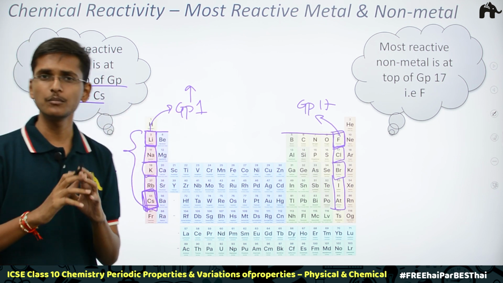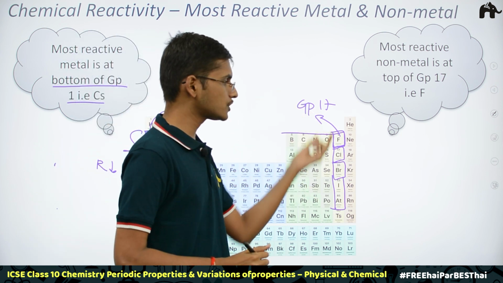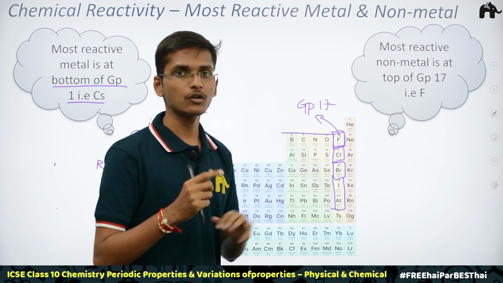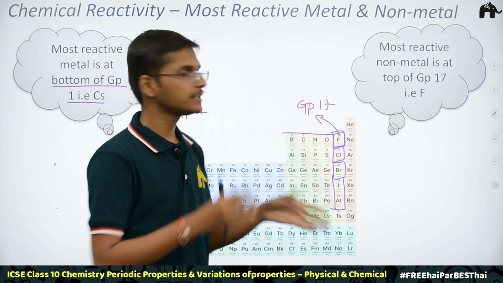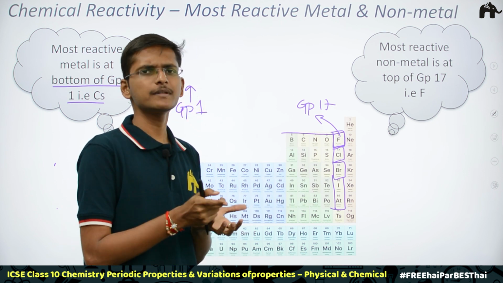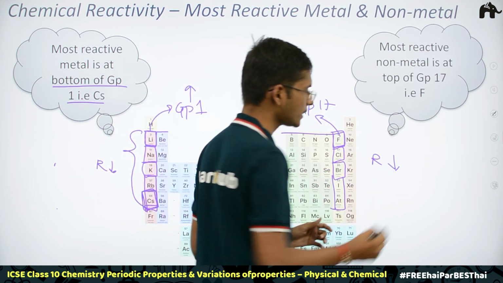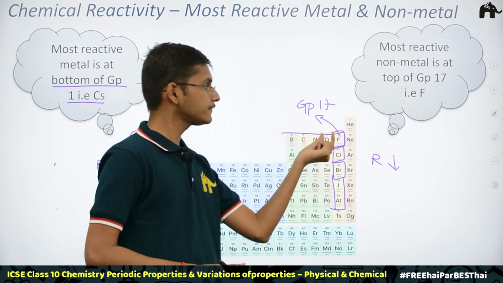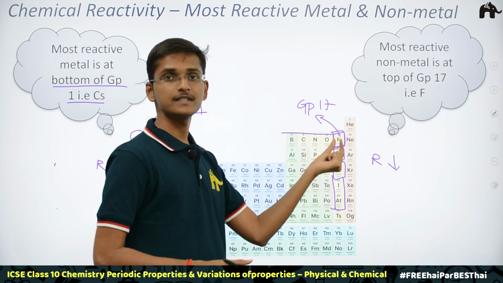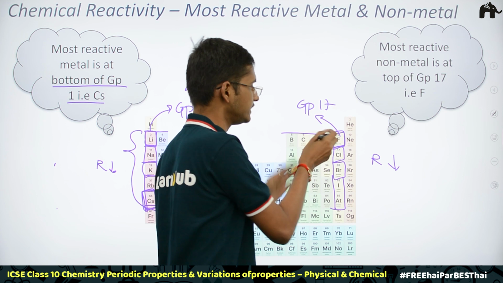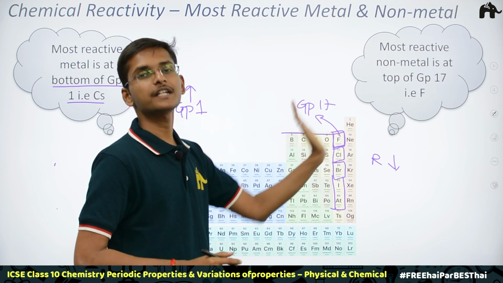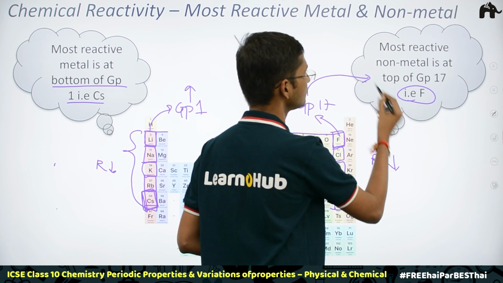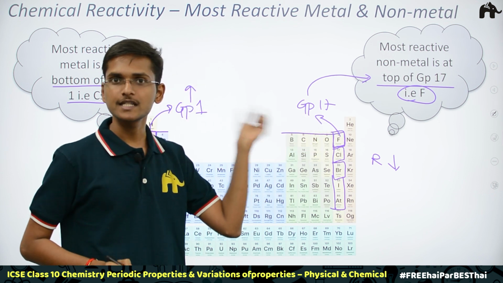Now similarly, we are going to see the most reactive non-metal. We already have the group of most reactive non-metals. Among these, we apply the concept of what happens to reactivity in the case of non-metals when we move down the group. Reactivity goes on decreasing. This means astatine is the least reactive one and fluorine would be the most reactive one among all of these. Since these are all the most reactive non-metals and among them fluorine is most reactive, we got our answer: fluorine, which is present at the top of group 17.